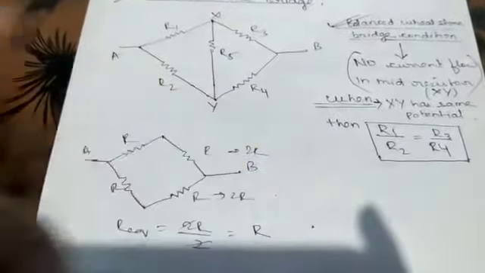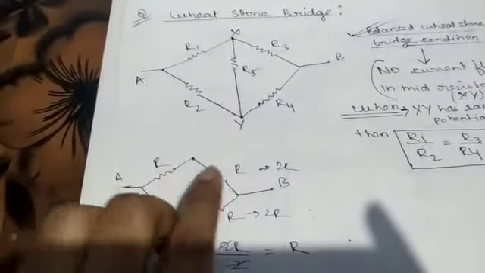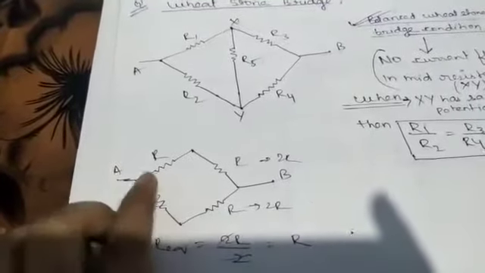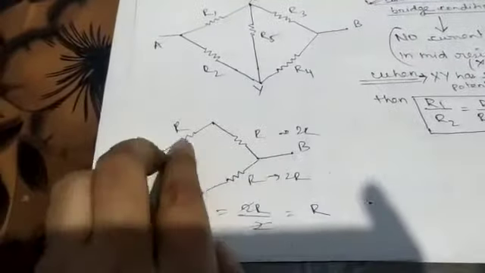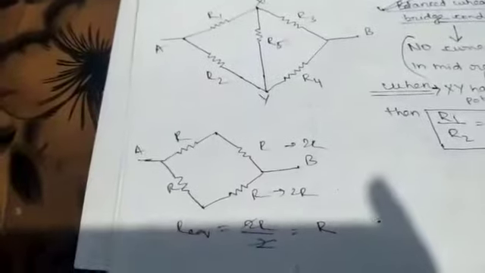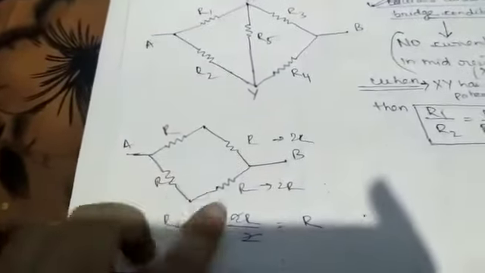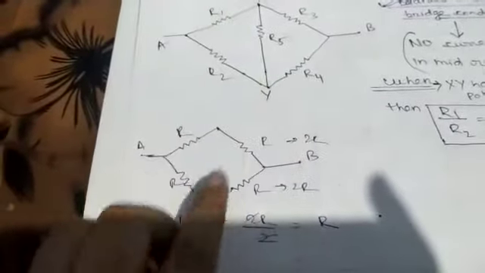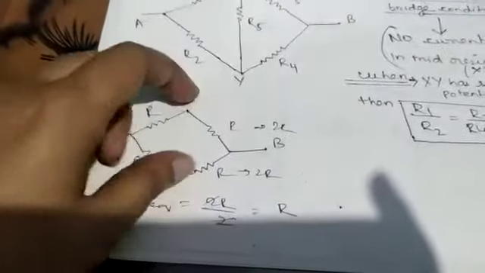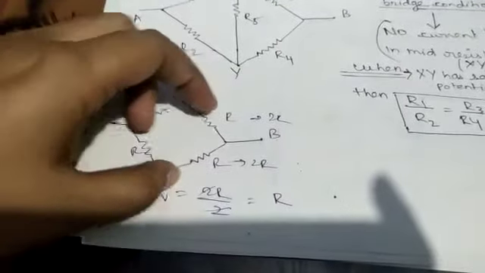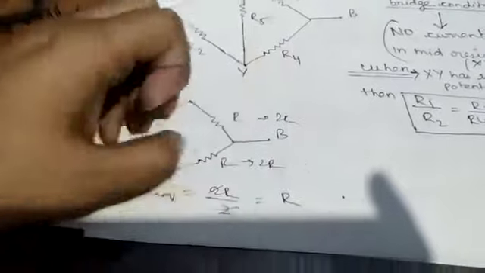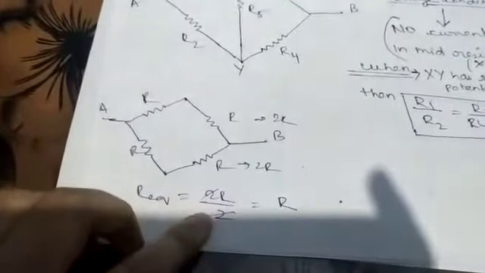Suppose all the values are R. For simplicity we are taking R; it can be 2R, 5R, 10 ohm, 12 ohm, anything. So R here, R here, R here and R here. From A to B, these two are connected in series and these two are connected in series, so 2R here and 2R here, and finally these are in parallel to each other. Two resistances of 2R in parallel give 2R by 2. So the answer will be R.